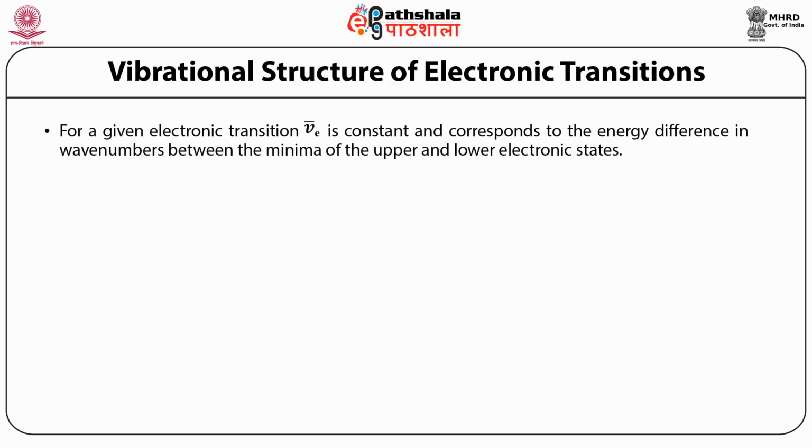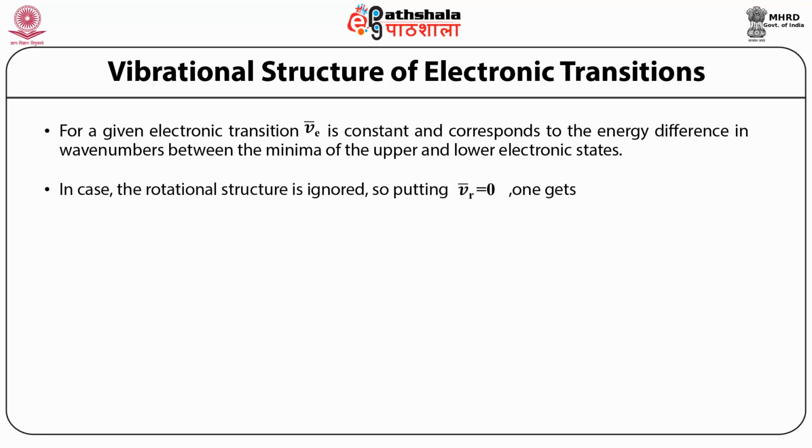For a given electronic transition, ν_E is constant and corresponds to the energy difference in wave numbers between the minima of the upper and lower electronic states. In case the rotational structure is ignored, putting the value of ν_R equal to 0, one gets ν = ν_E + G'(ν') − G''(ν'').